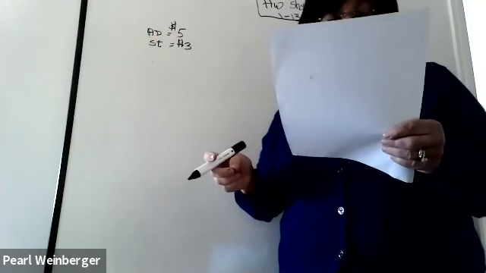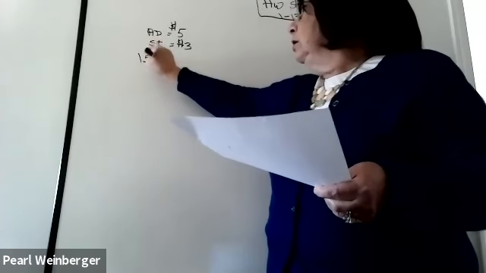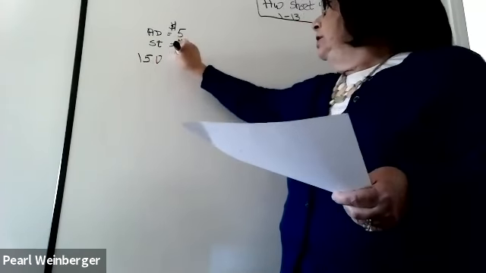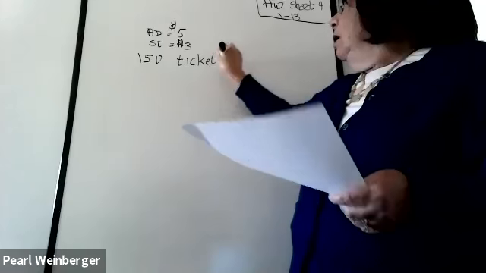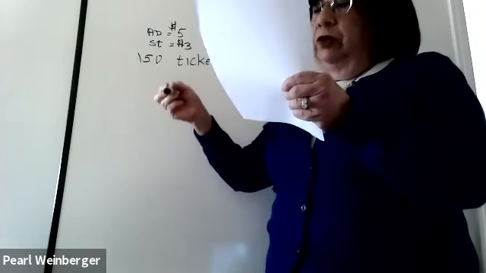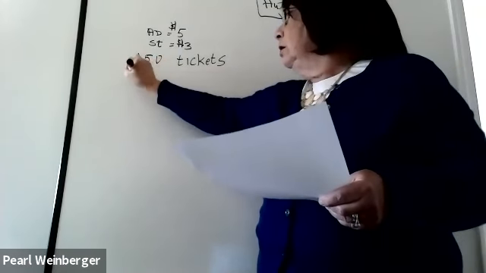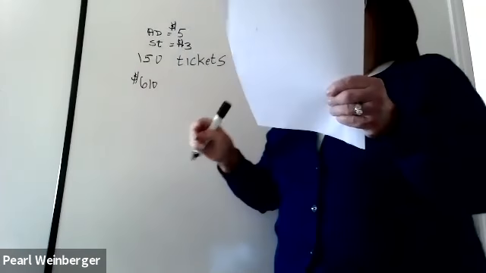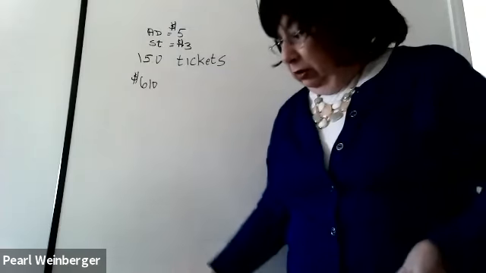Now here's what we're told. 150 tickets were sold altogether. And the amount of money it was sold for, a total of $610. And we want to know how many adult tickets were sold and how many student tickets were sold.